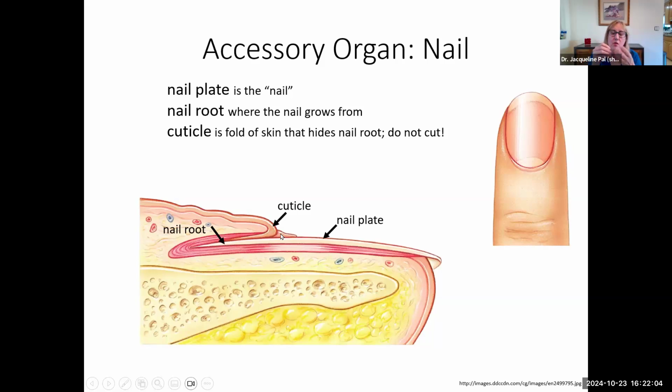So if you are getting your cuticles trimmed, ladies, do not have them cut, have them pushed back.